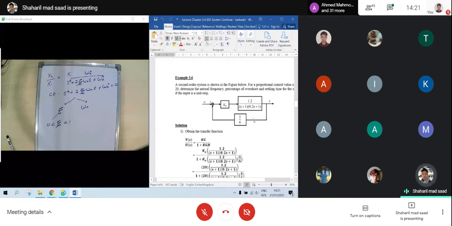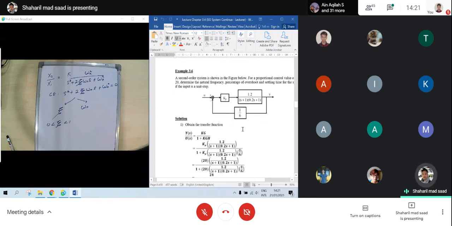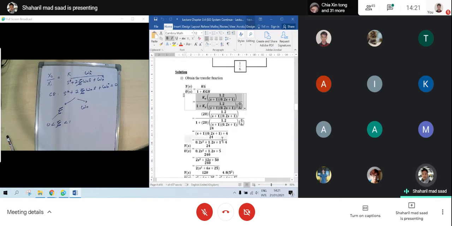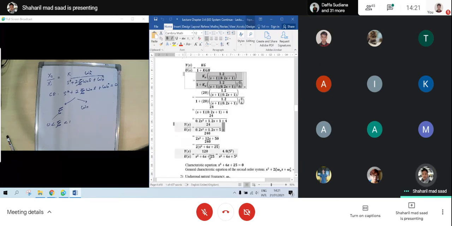If you are given the block diagram like this one, the system block diagram, you need to be able to find the transfer function first. So Y over U, that means your K and G divided by 1 plus K, G, and H here. Then after that, you simplify until you get omega n squared, and this omega n squared will be the same value.